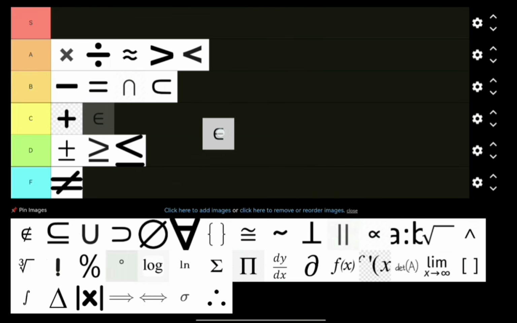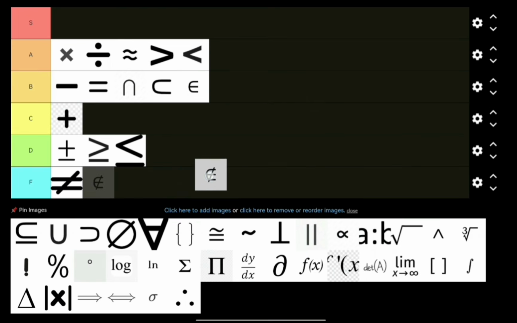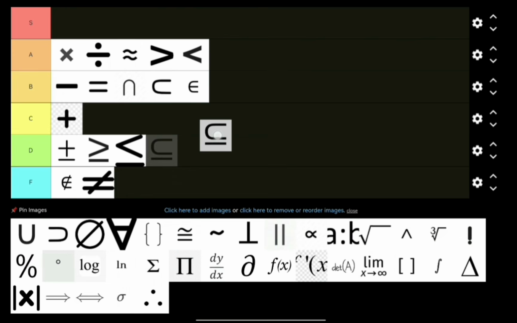Element, element is very submissive because an element belongs to a set, right? Like you belong to me, kinda. So I'll say B tier. Not an element. This is like hating. Like this argues, same problem as not equal to, F tier, I guess. Subset or equal to, same thing as D's. I'll say D tier as well.